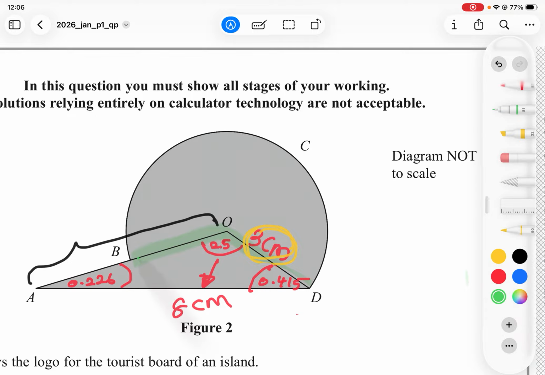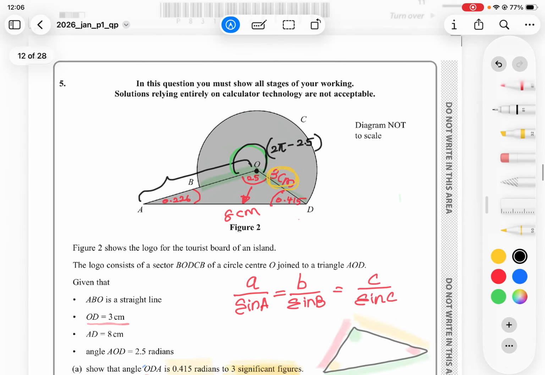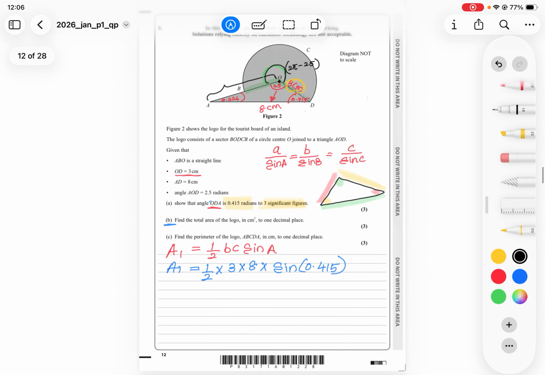In this, we need to get this full angle. This full angle is 2 pi minus 2.5, because we know the angle around a point would be 2 pi. So here, since the angles are given in radians, we can do A2 as half r squared theta.